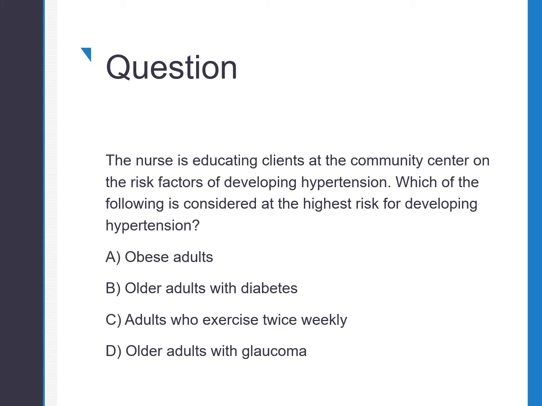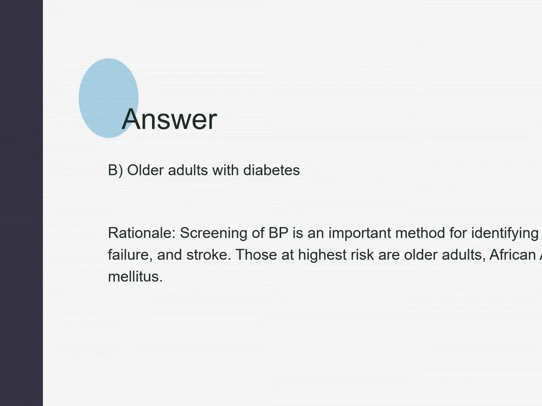So the nurse is educating clients at the community center on the risk factors of developing hypertension. Which of the following is considered at the highest risk for developing hypertension? This is B, older adults with diabetes.